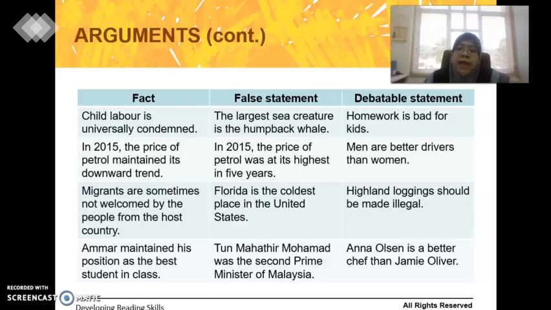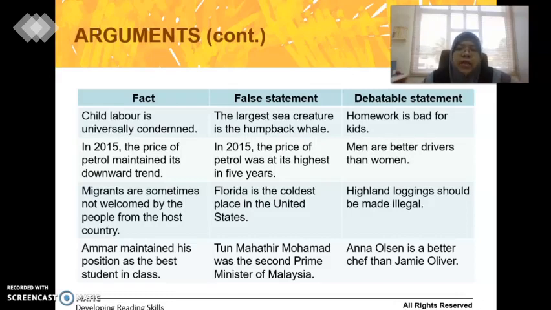We go to facts. An example of facts: child labor is universally condemned. In 2015, the price of petrol maintained its downward trend. Migrants are sometimes not welcome by the people from the host country. Another example, Amma maintained his position as the best student in the class. Now the false statement. An example of a false statement: the largest sea creature is the humpback whale. Whale is not.